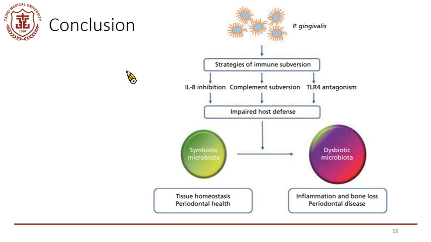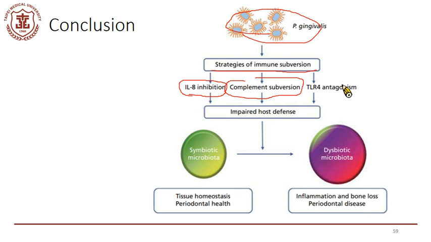So if you remember from the first slide, the cascade that I was showing you with all the steps, the 8 steps, this is the slight, easy version to understand. You will just have a bacteria coming into your oral cavity. You will have strategies of immune subversion that could go for interleukin-8 inhibition, complement subversion, TLR4 antagonism, and that will impair the host defense.